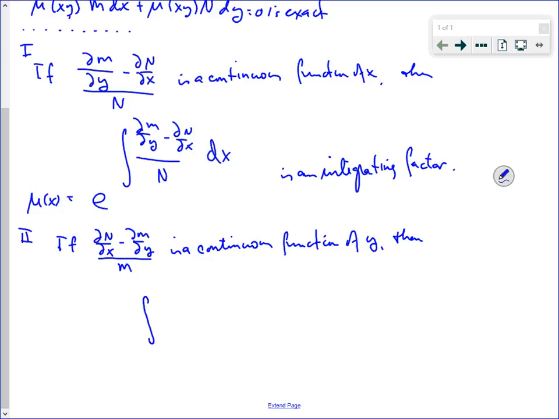Take the integral of this thing, partial of M with respect to y minus partial of N with respect to x. And you see why I'm giving a take-home exam, not asking you to memorize a lot of these things. We integrate that, take e to that power, and that's going to be a function of y. And this is an integrating factor.